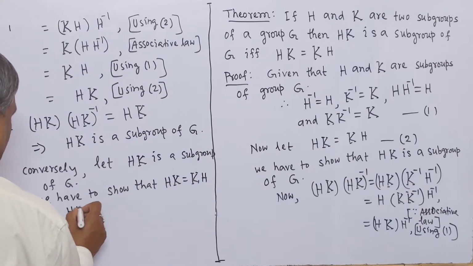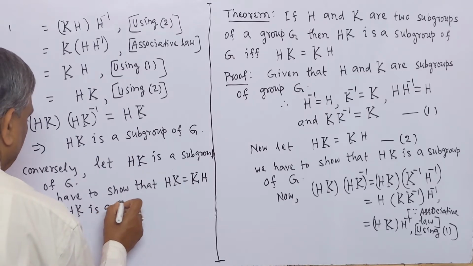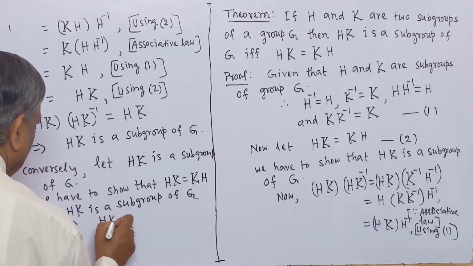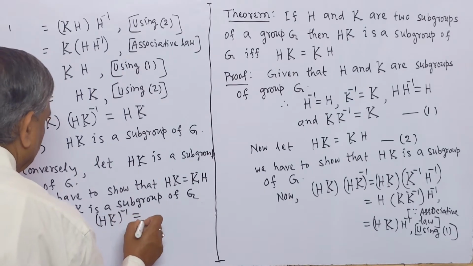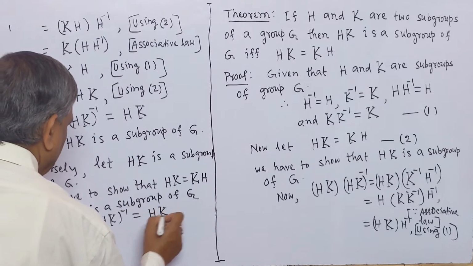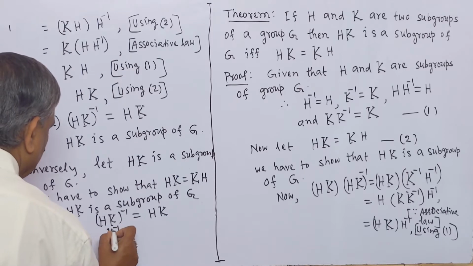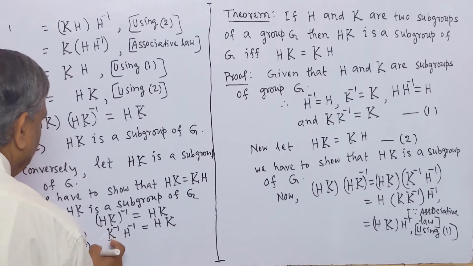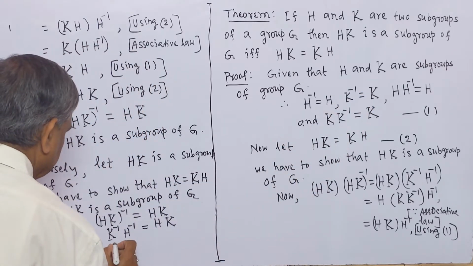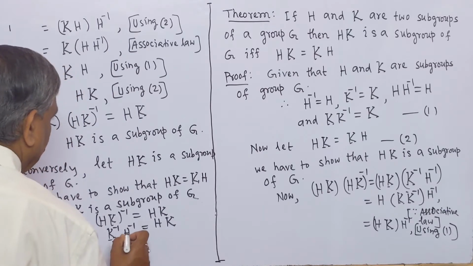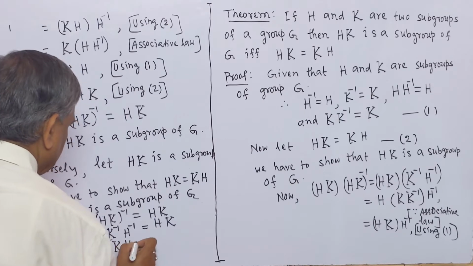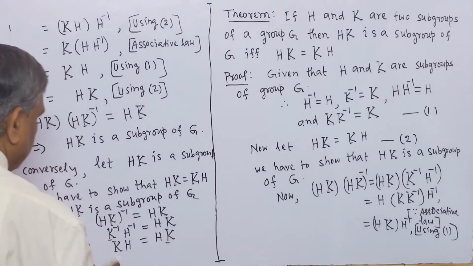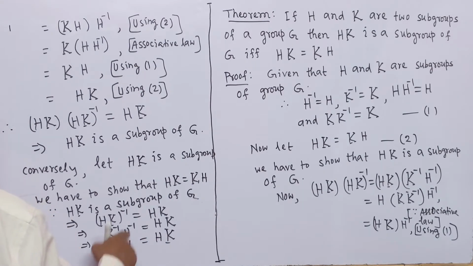Since HK is a subgroup of G, implies that HK whole inverse equal to HK, implies that K inverse H inverse equal to HK, K inverse equal to K, since K is a subgroup, and H inverse equal to H, since H is a subgroup, this equal to HK. So KH equal to HK or HK equal to KH. Proved.